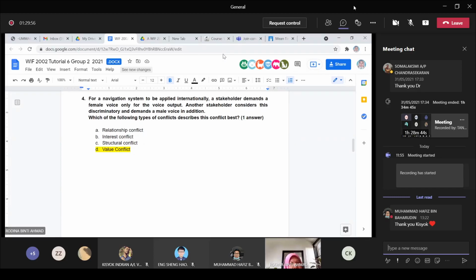One fellow wants to have a female voice, another one wants a male voice. So how will you resolve this one, do you think? Anyone? Kishore, what do you think? Creative solution, because since both of them have different ideologies, maybe we can come up with a new solution. Maybe provide both voices and the customer can choose which voice they want to hear.